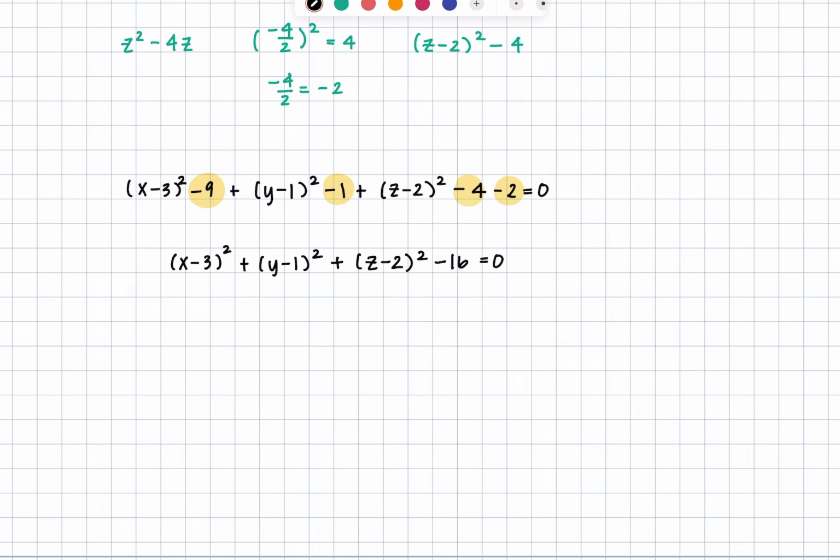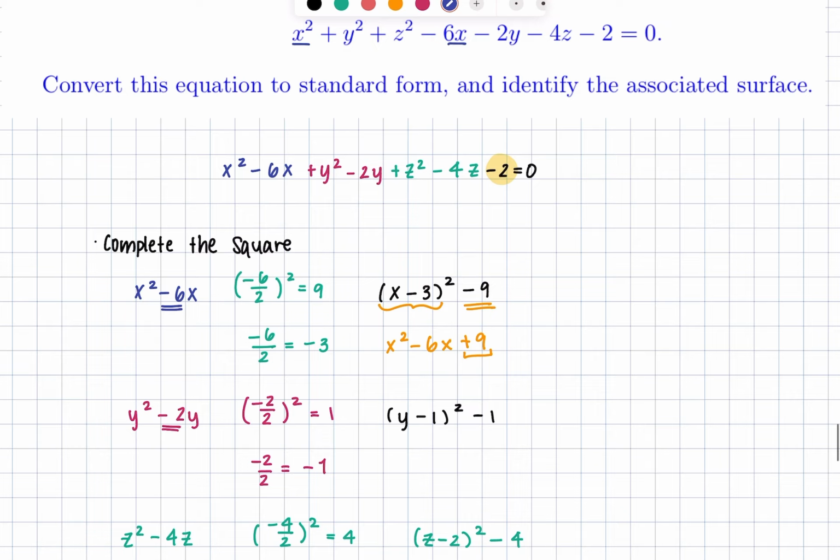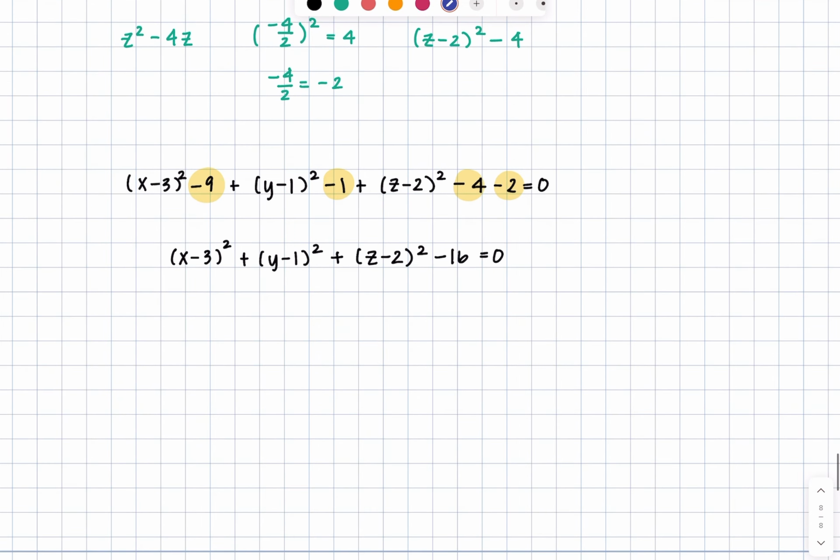So based on the looks of this, we can answer the second part of the question. What kind of surface is this really? Looking at it, this is the standard form for a sphere. We would just have to take the constant to the other side. So let's do that. We're going to add 16 to both sides, and we're going to end up with x minus 3 squared plus y minus 1 squared plus z minus 2 squared equals 16. Based on this, this is a sphere.